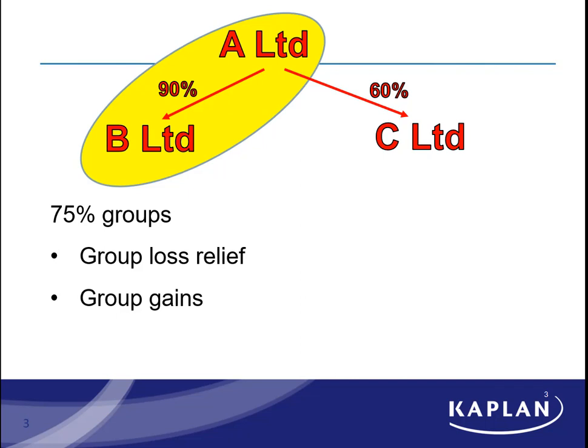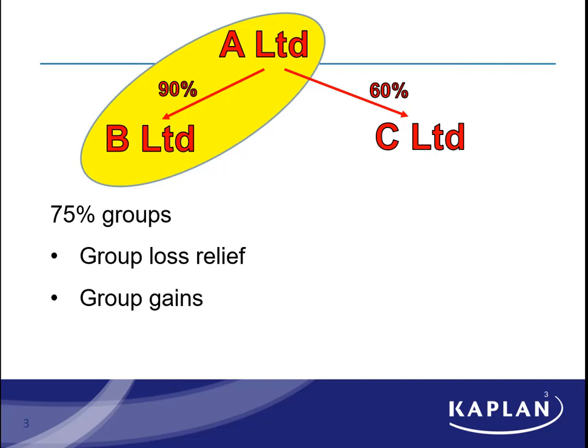Then we have group gains, which says if either A or B sells an asset and makes a capital gain or a capital loss, then they can reallocate the loss to any other member of the group. And also, if a capital asset passes between two companies in the same gains group, it passes at nil gain, nil loss.